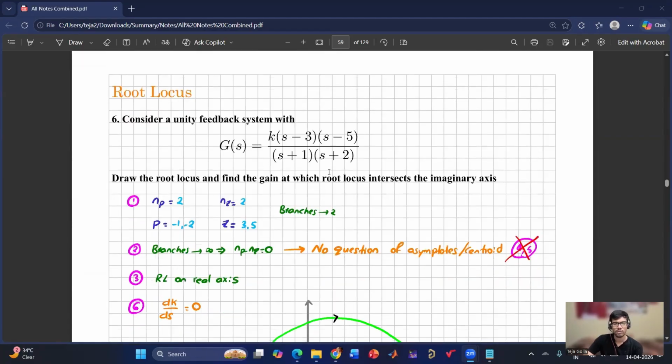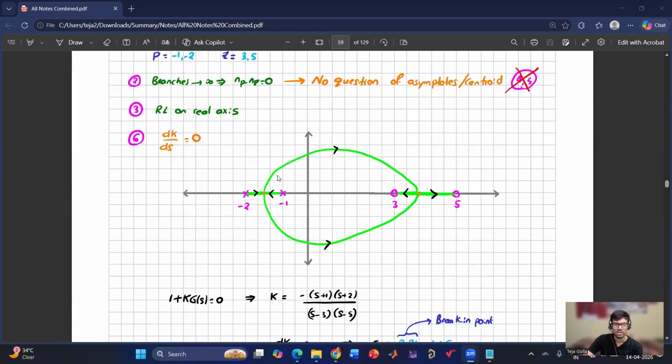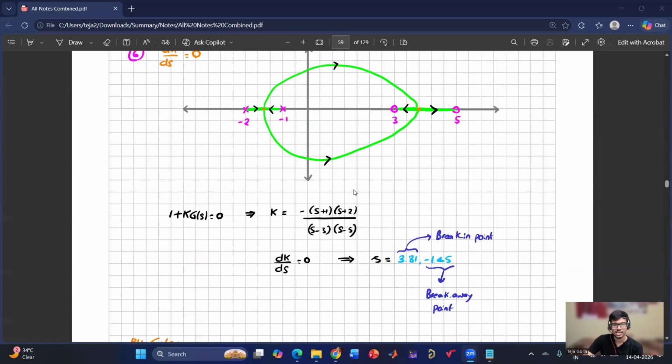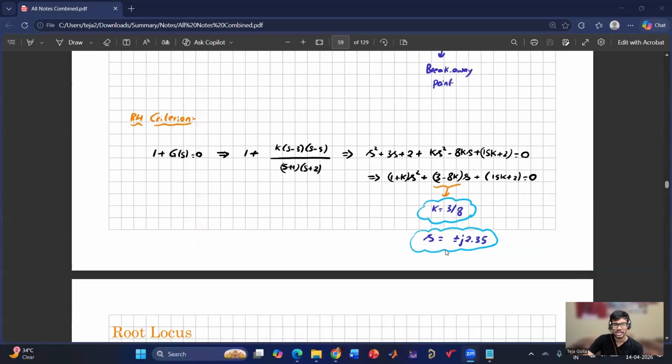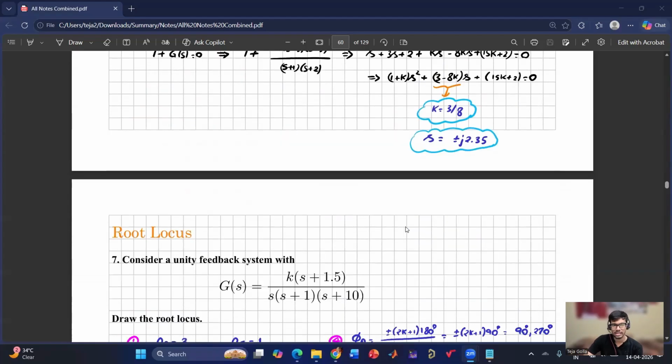Similarly, we solved another problem which has zeros on the RHP side, and how the locus comes back. So at some point they are crossing the imaginary axis. Again, we can find this using the Routh-Hurwitz criterion, and I got the gain. And if I get the gain, I can also get the value of s, right? Because if I substitute this, I can solve this expression and get it.